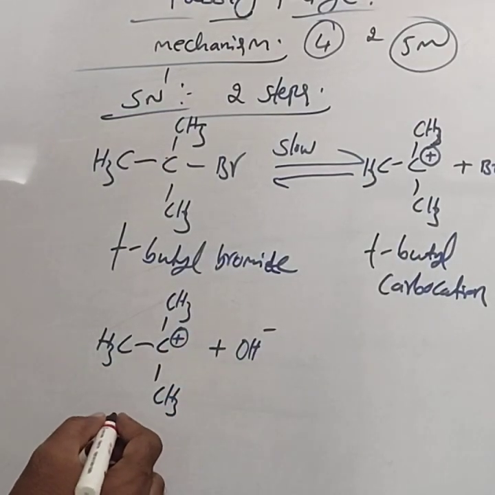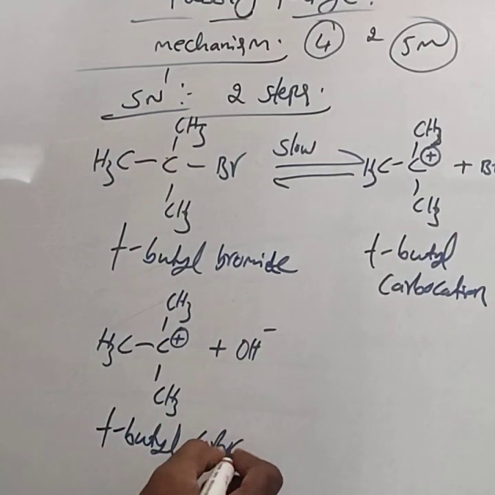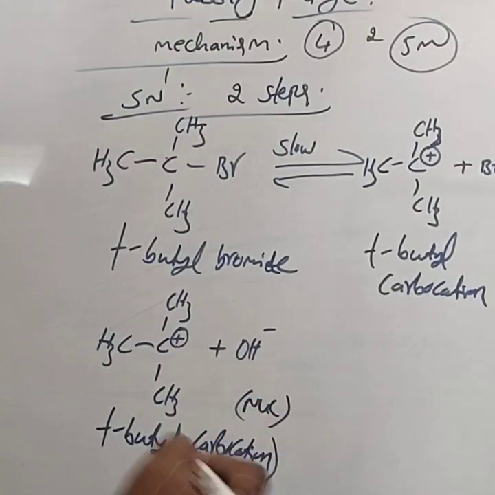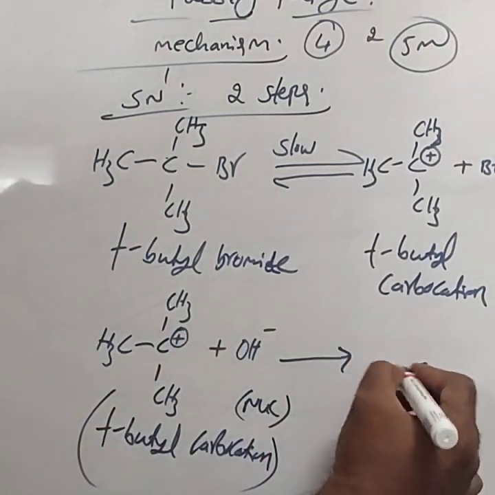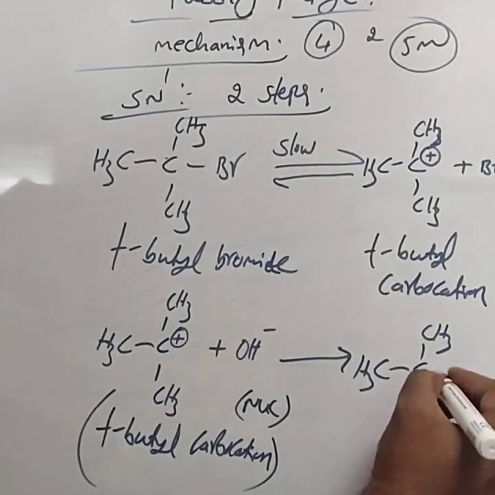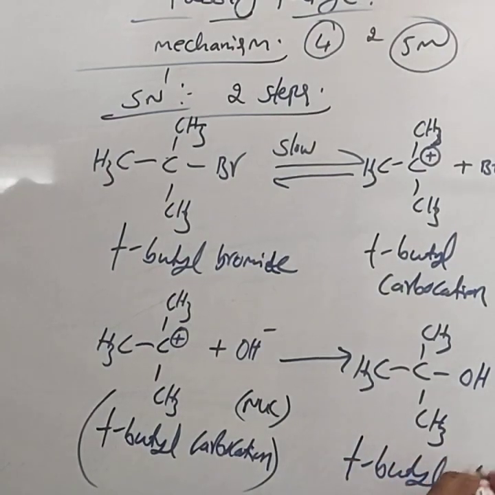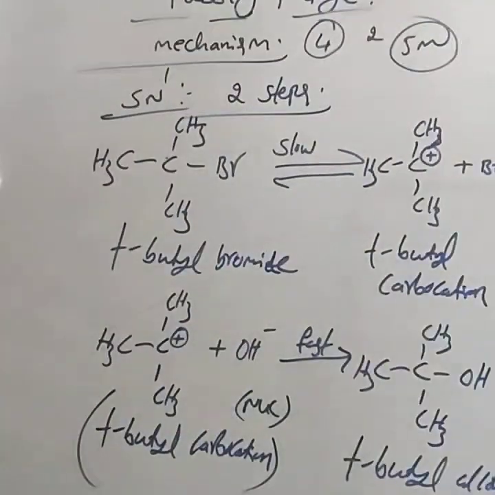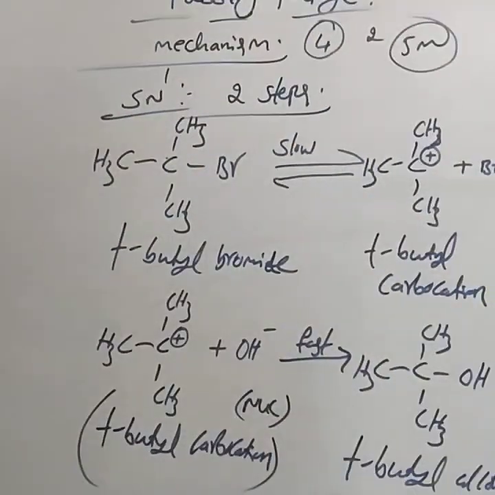This is the tertiary butyl carbocation. This OH minus is the nucleophile. The tertiary butyl carbocation reacts with the nucleophile and forms (CH3)3C-OH. This is tertiary butyl alcohol. This step is the first. According to chemical kinetics, the slow step is the rate determining step.